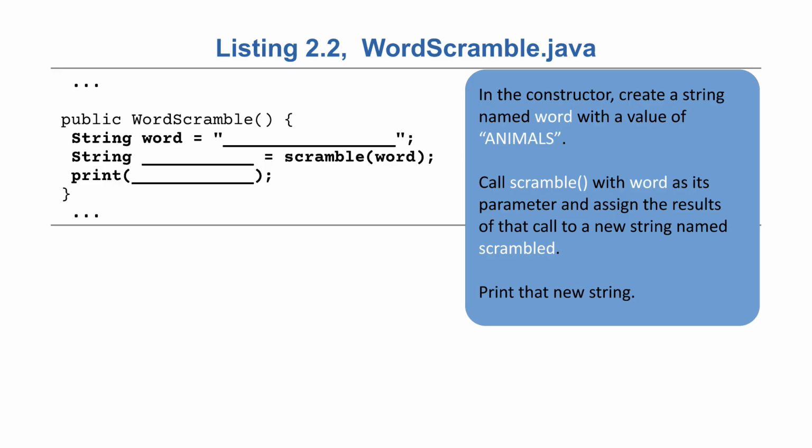Then in the constructor, create a string named word with a value of animals. Call Scramble with word as its parameter and assign the results of that call to a new string named Scrambled. Print that new string. Run it. What happened? It should have printed a blank line since the Scramble method initializes the scrambled value as an empty string and currently returns that value without ever changing it. As the code is right now, any word sent to the Scramble method will come back as an empty string.